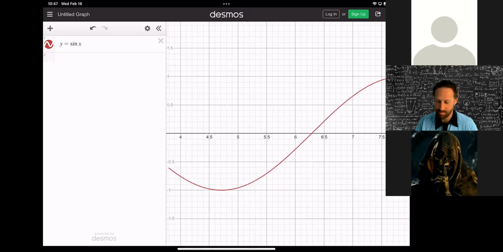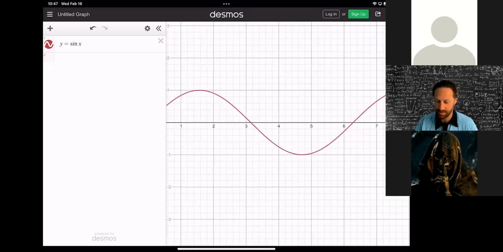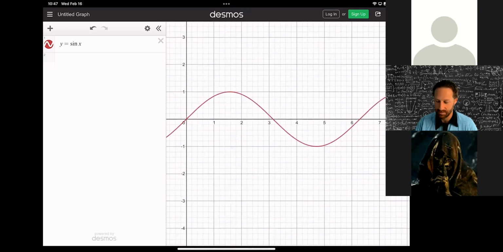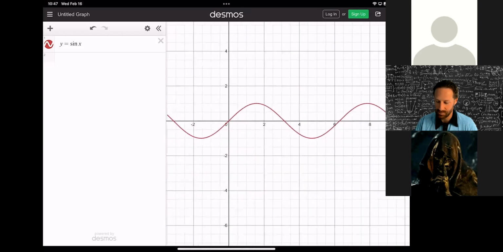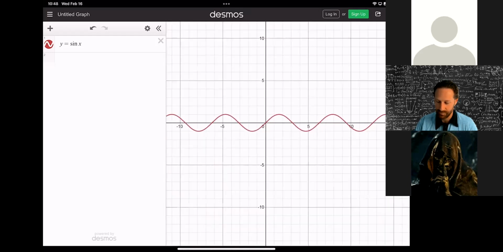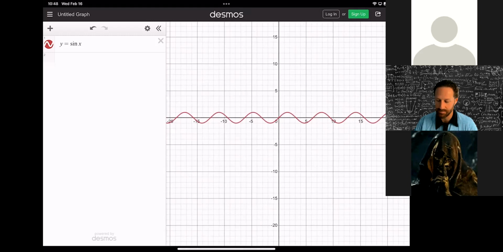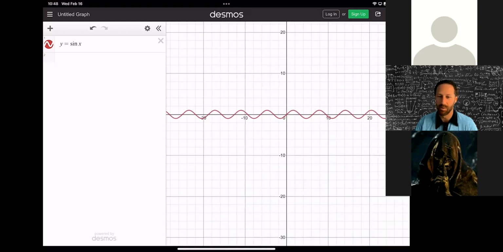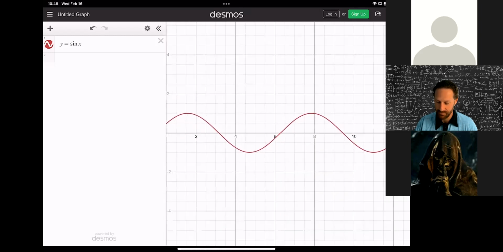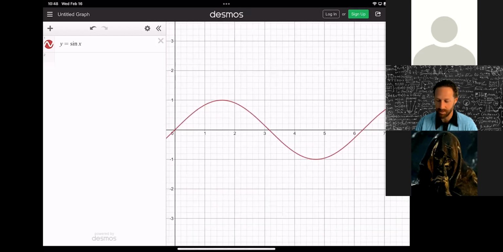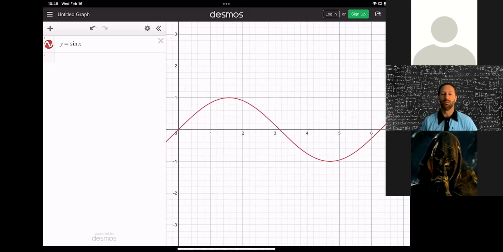So that's the problem with using graphing calculators, is they don't change it to radians. But again, notice if I zoom out, you see it just keeps repeating itself in both directions indefinitely. So what we're looking at is just one period, because we know that it repeats itself over and over and over in both directions.